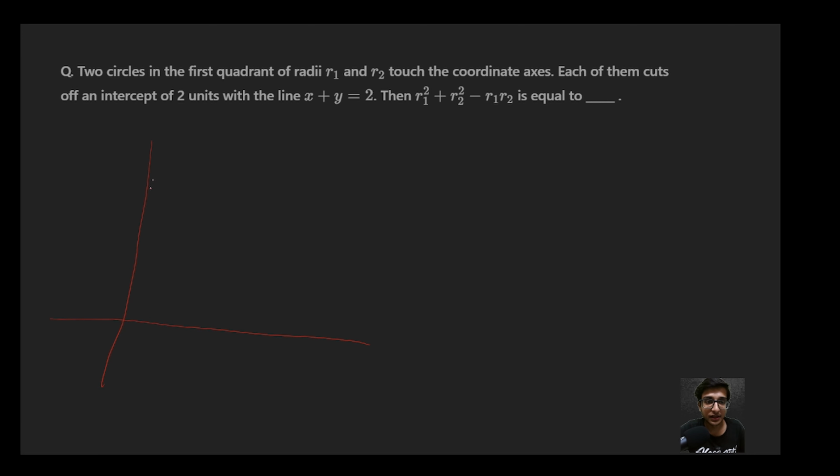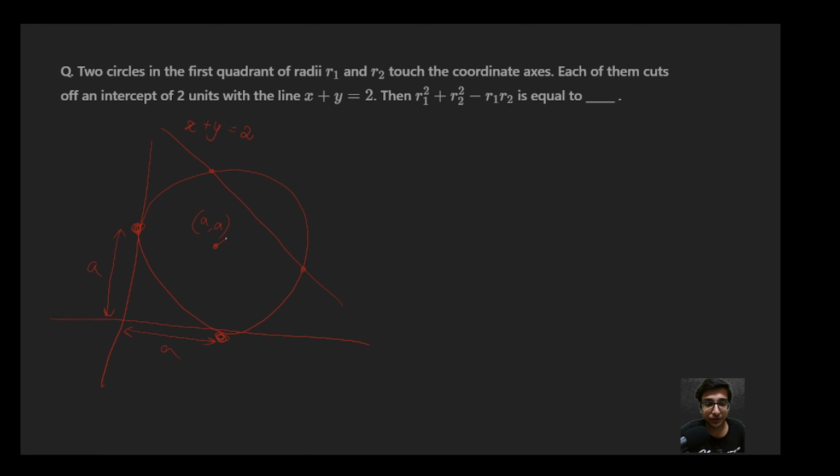Of course, since it is in the first quadrant, our circle touches the coordinate axes. That means our circle is in this format. Let's say it touches the x axis as well as the y axis. So if this length is a, then this length would also become a. Our center is nothing but (a, a). Again, I'm just considering one circle for instance, and later on we can check it for both r1 and r2. And this is my line, x plus y is equal to 2.